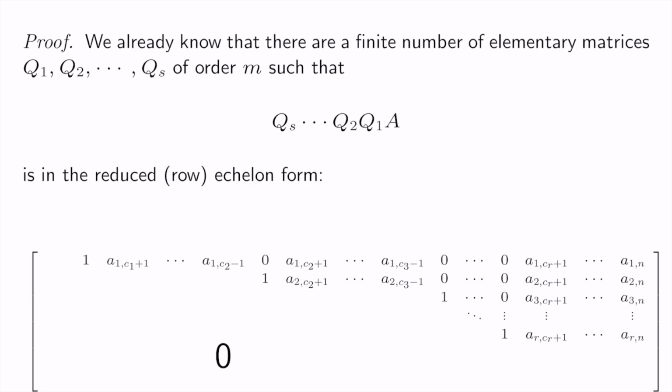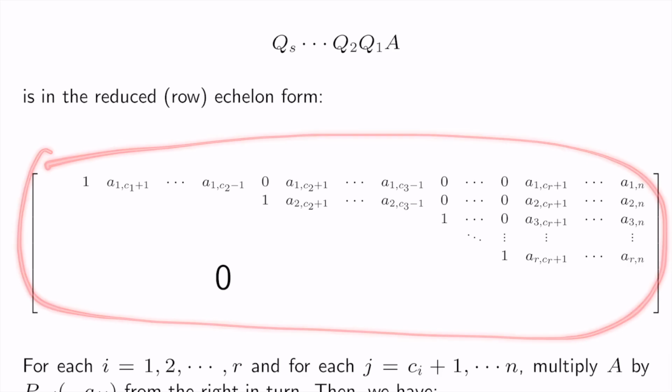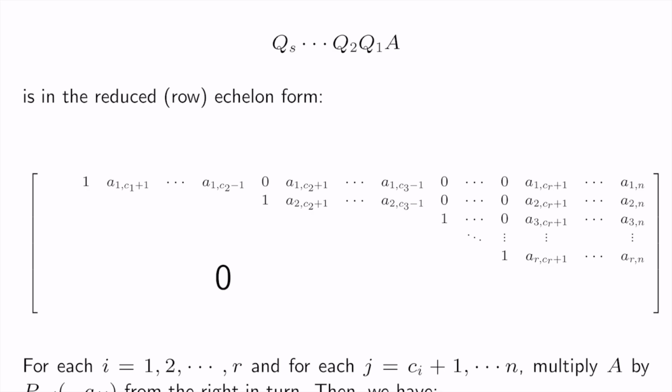From a previous video, we already know that there are a finite number of elementary matrices corresponding to elementary row operations, such that this product becomes the reduced echelon form like this. Here, this is the first pivot column. Let's call it C1, and this is C2, and this is C3, and so on. And finally, we have Cr, and r is the rank of the matrix. So we can start from here. That is, we can assume that we already have this reduced echelon form.